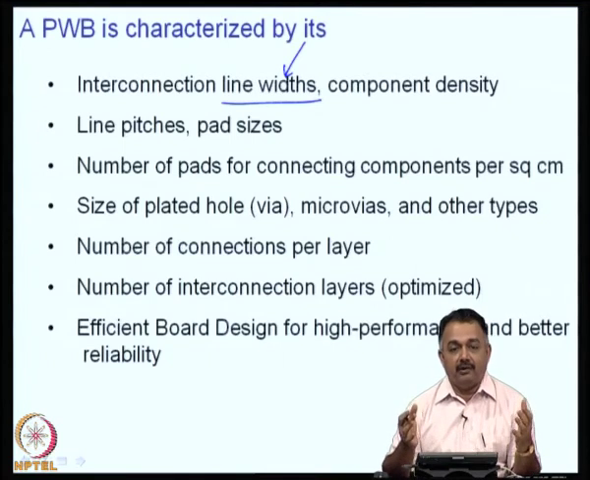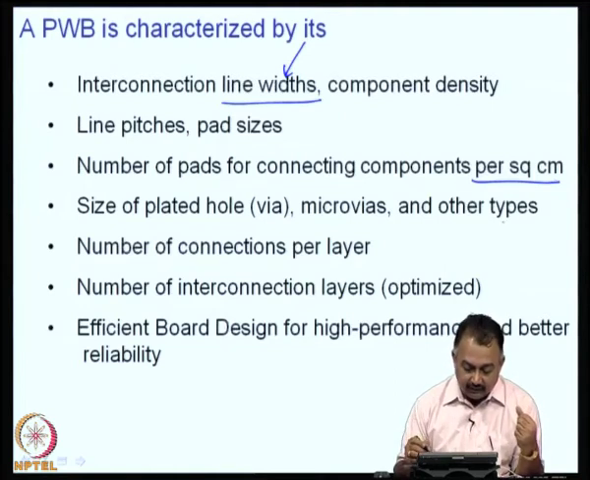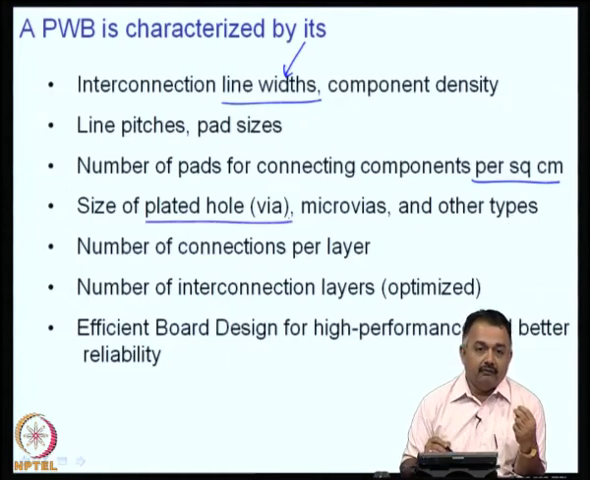We do not want bulky printed wiring boards to house your products, and that is one of the reasons the products are shrinking today. If your printed circuit board is going to be huge, then you have to build a mechanical enclosure to suit the size of the printed wiring board. Then we are worried about component density, line pitches and pad sizes, number of pads for connecting various components per square centimeter. This gives you the component density or the pad density. The size of the plated hole or the via. I talked to you briefly about the via or the hole.